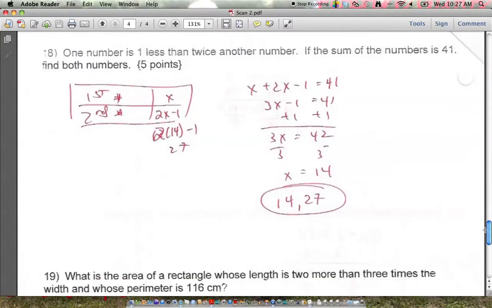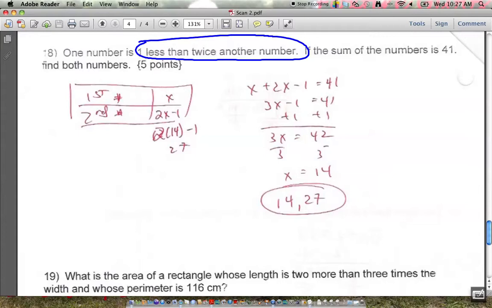This is just like your quiz question. Ready? One number is one less than twice another number. The sum of the numbers is 41. Find both numbers. Notice how many numbers are in this problem? Two. So I set up my table, first number, second number, and here is the one thing that we've had a little bit of a problem with on the quiz.